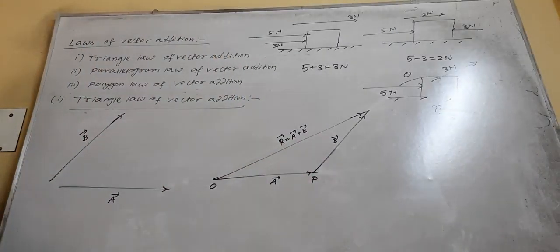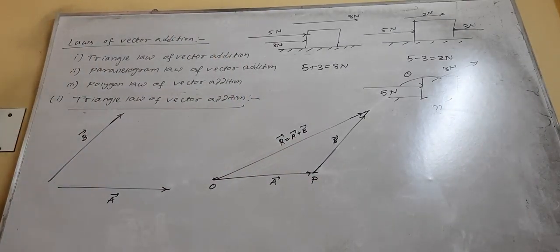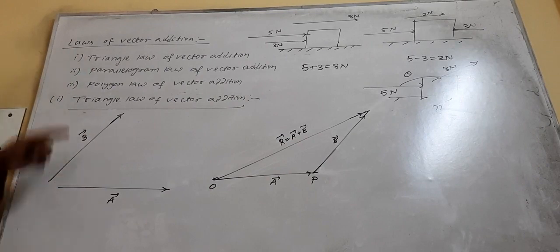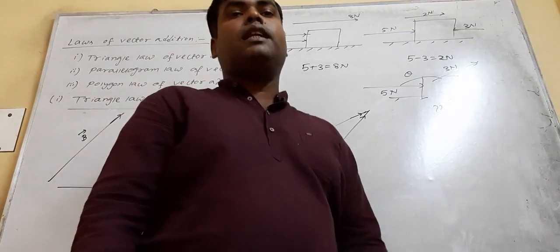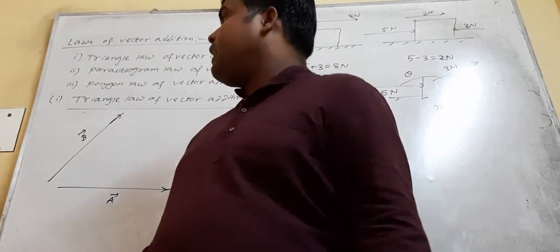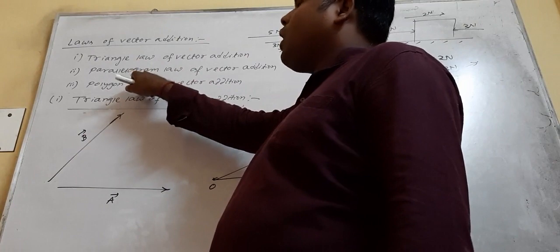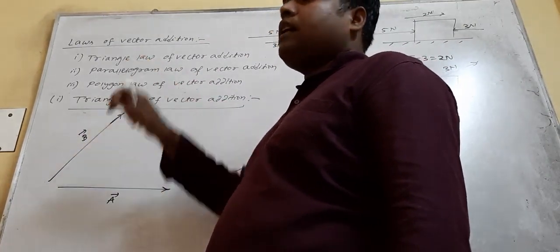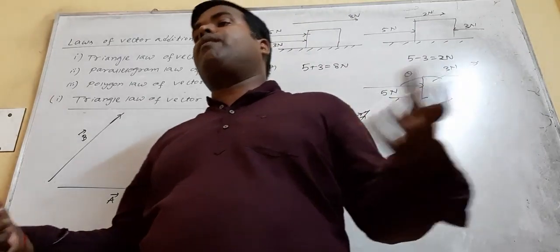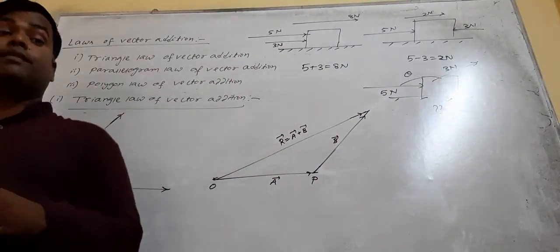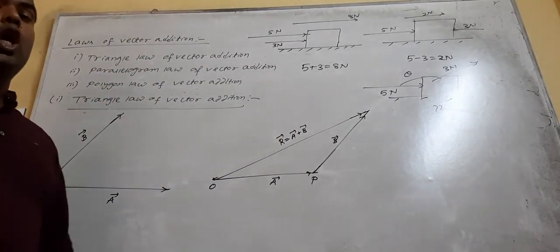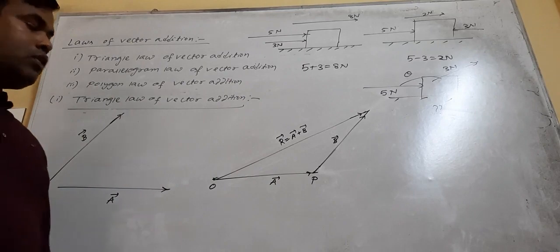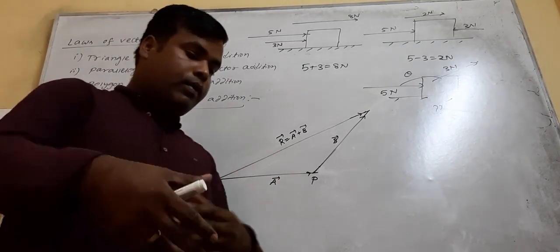There are 3 laws of vector addition. One is the triangle law, then the parallelogram law, then the polygon law. Whenever you have two vectors, to get the resultant vector, we will apply either the triangle law or the parallelogram law of vector addition. But to get the resultant of a number of vectors, if more than 2 vectors are given, we have to apply the polygon law of vector addition. So now let us start one by one.